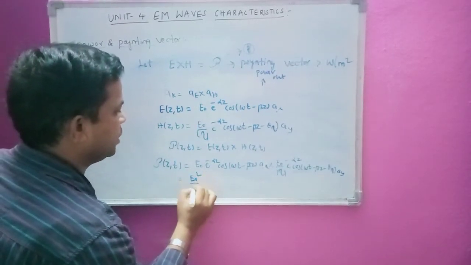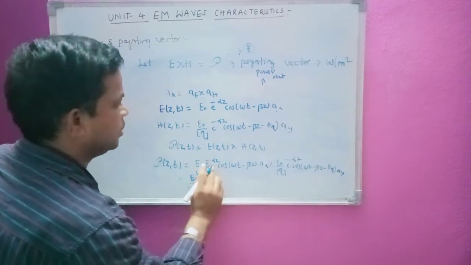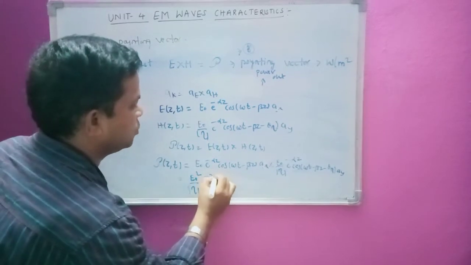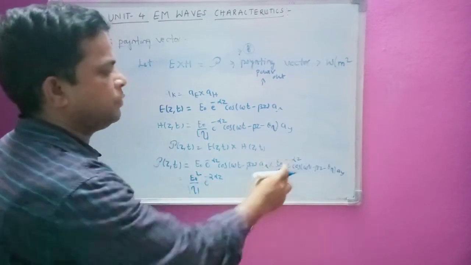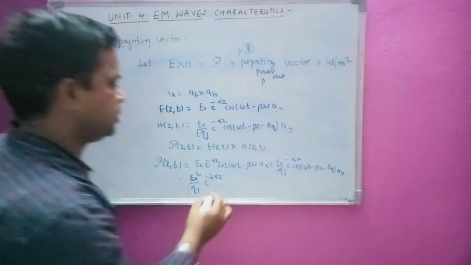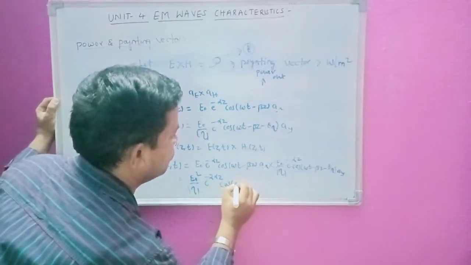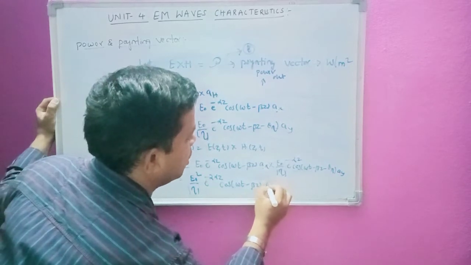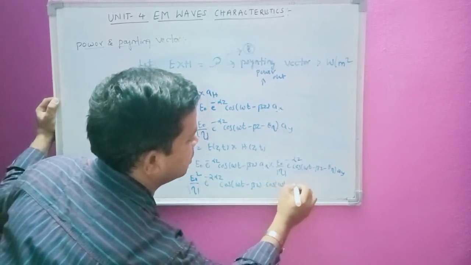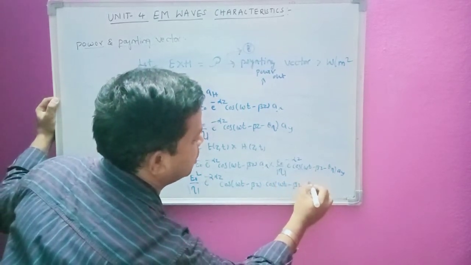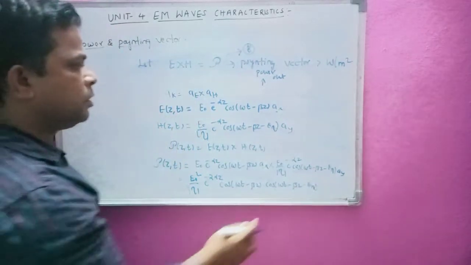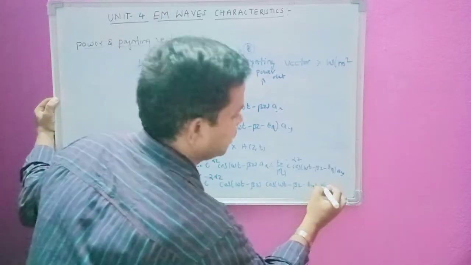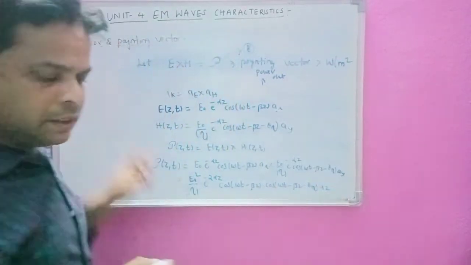E naught square by mod eta e power alpha z, e power minus alpha z, e power minus 2 alpha z. And if now we have to use the equation here, that is cos of omega t minus beta z into cos of omega t minus beta z minus theta of eta. So here we are going to take the cross product of ax cross ay is az. Okay, I will get the product as az here.